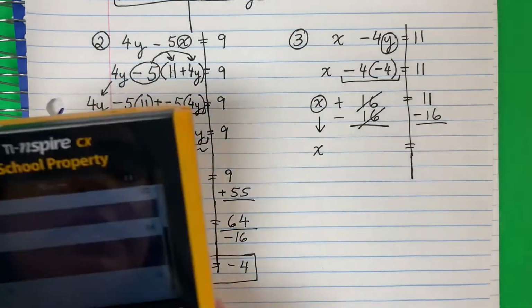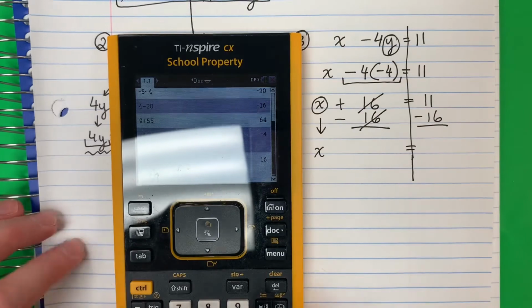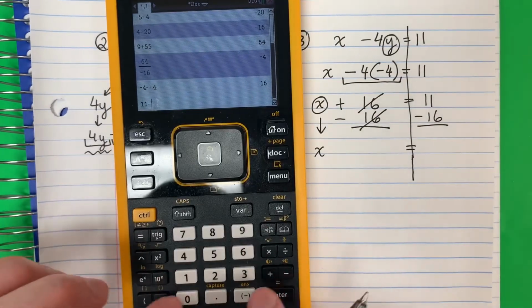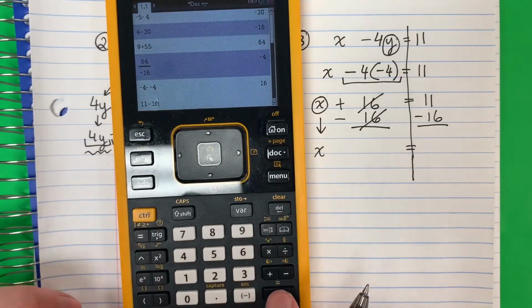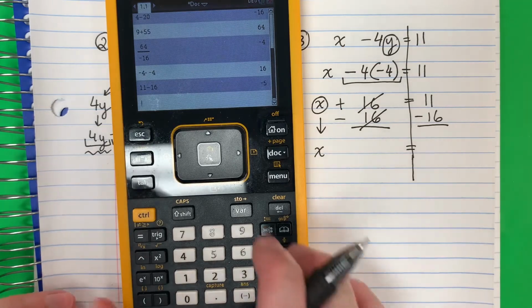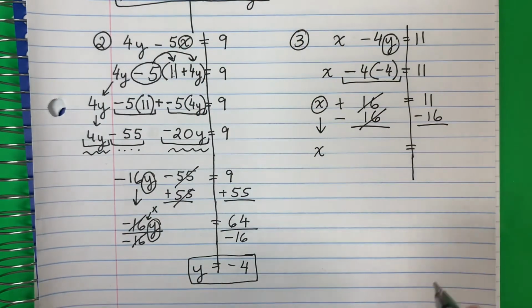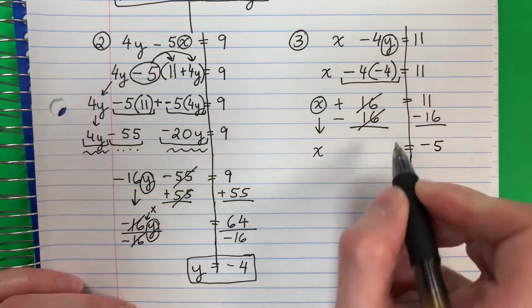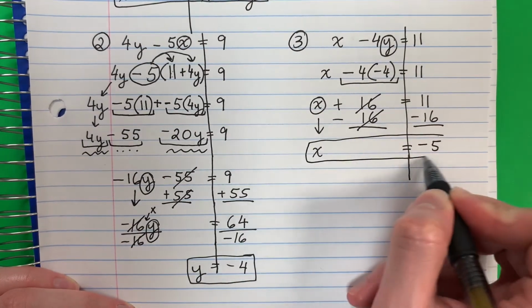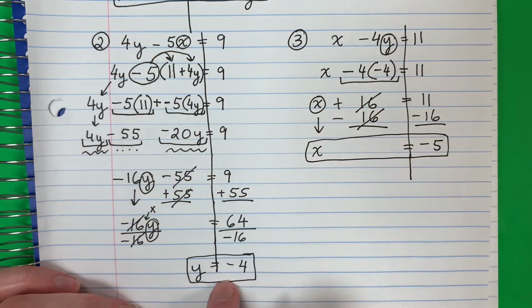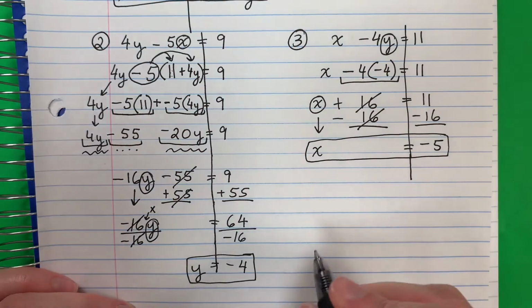11 menos 16. 11 minus 16 is going to be negative 5. Negativo 5. So I have the x. I have X, I have Y. Tengo X, tengo Y. Perfect, perfecto.